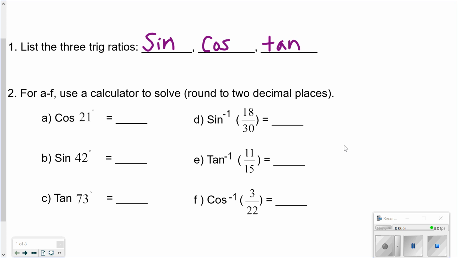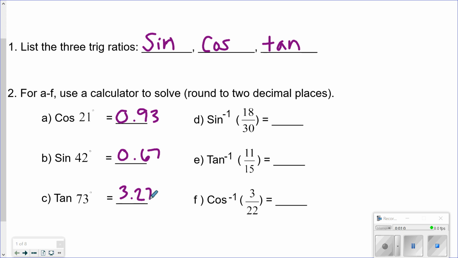And so for A, B, and C, all you're going to do is plug that right into your calculator. So if you plug in cosine of 21, press enter, you should get 0.93. If you plug in sine of 43 in your calculator, you will get 0.67. And if you plug in tangent of 73 into your calculator, you get 3.27.